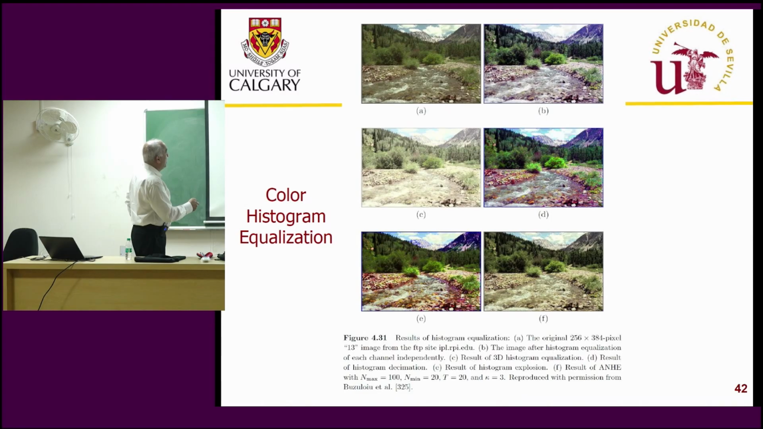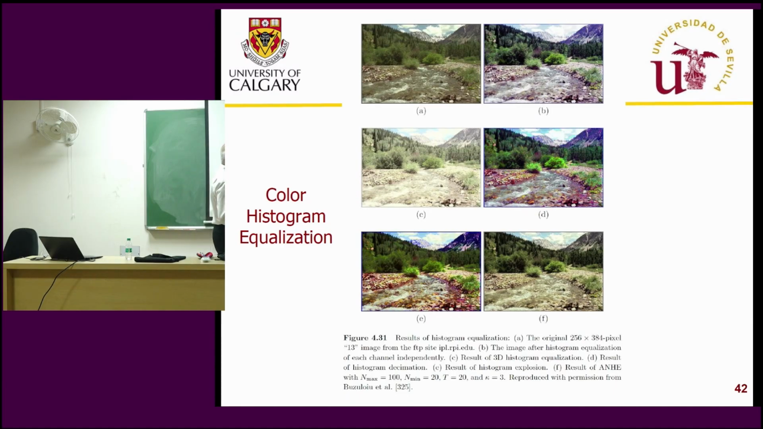So this is the original image, and this is histogram equalization of each RGB channel separately. This mountain has become purple, and the green is okay. That part is okay, but this purple perhaps doesn't exist. And some colors here are not present in the original.